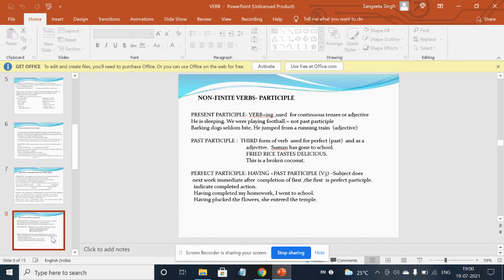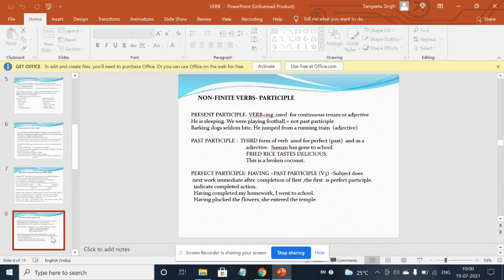Second, past participle. The third form of the verb is used for perfect tenses and as an adjective. Suman has gone to school. When it acts as an adjective, for example, fried rice tastes delicious. This is a broken coconut.